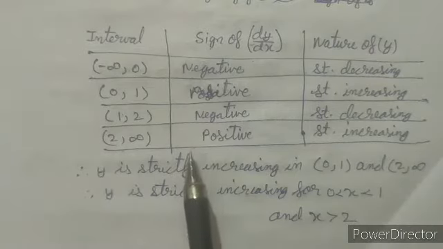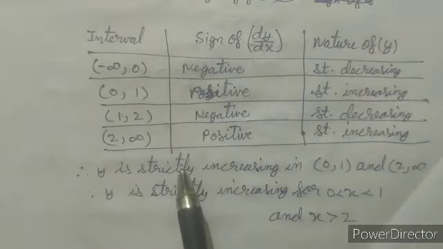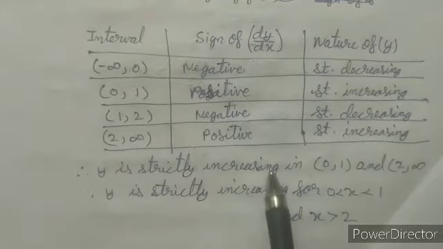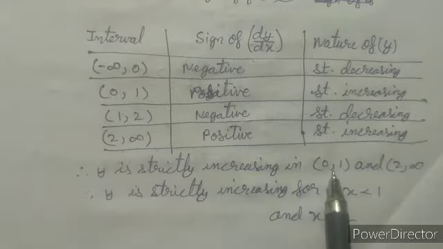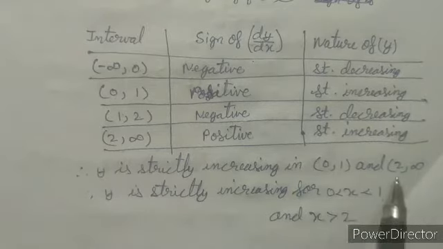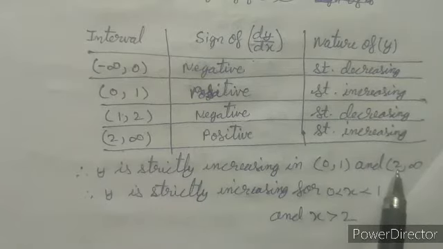We have to find the points in which y is strictly increasing. Therefore we can say that y is strictly increasing when x is between 0 and 1, or x is greater than 2.